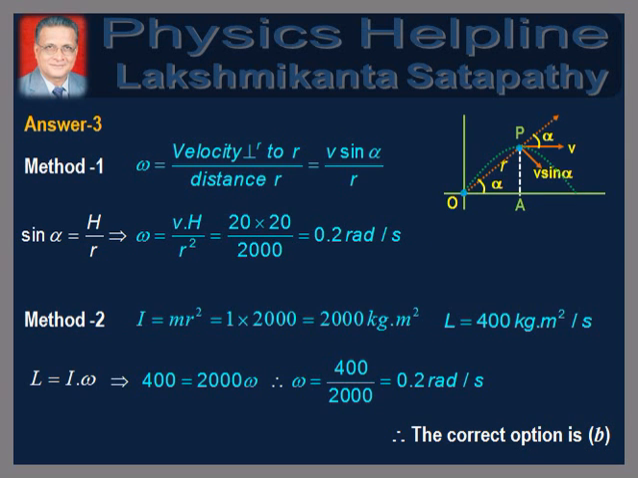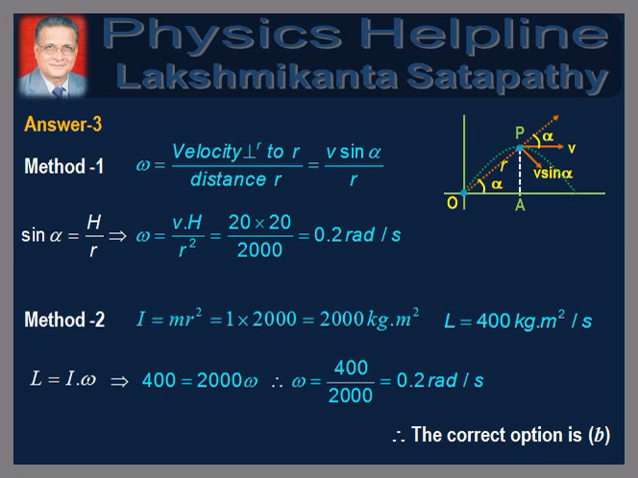We will solve the problem in question 3 using two methods. The first method, the situation is shown in the figure. The particle at P is moving with velocity v parallel to x-axis. The position vector of P is r is equal to OP. Let OP make angle alpha with x-axis as shown.